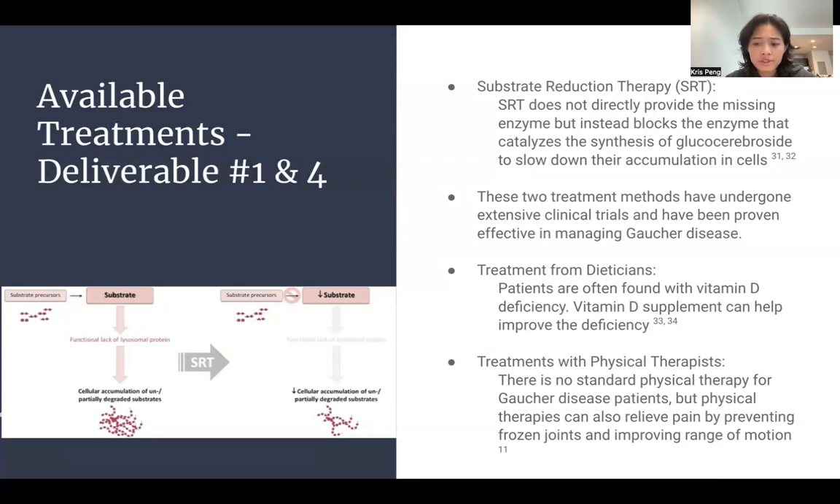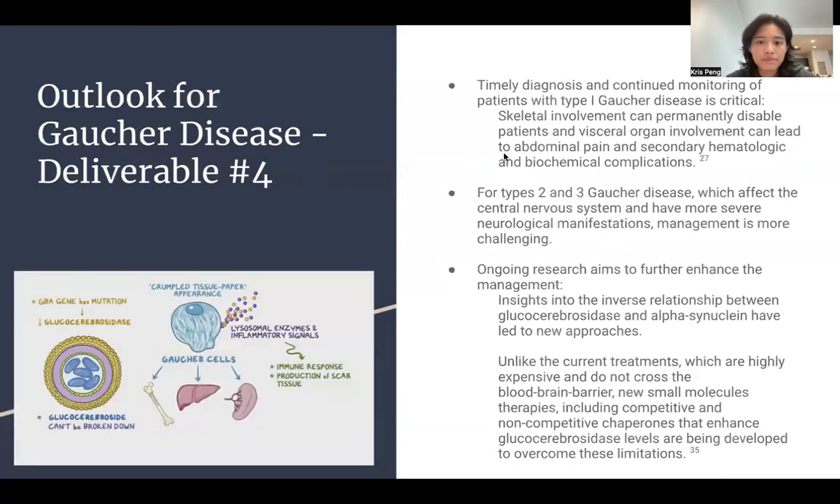Although there's no standard physical therapy for the disease, physical therapy can also relieve pain by preventing frozen joints and improving ranges of motion. Timely diagnosis and continued monitoring of the disease is critical, especially for type 1, because skeletal involvement can permanently disable patients, and visceral organ involvement can lead to abdominal pain and secondary hematologic and biochemical complications. And for types 2 and 3, which affect the central nervous system, the management is more challenging, but ongoing research aims to further enhance the management.